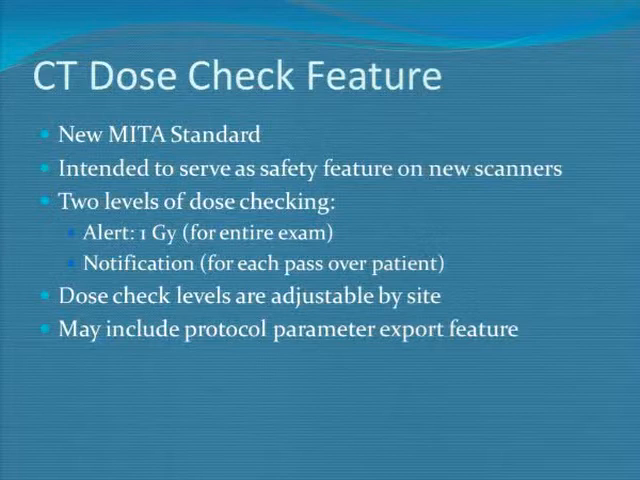It's intended to serve as a safety feature on newer scanners. There are 2 levels of dose checking. One is called the alert level. This is set at 1 gray for the entire cumulative CTDIvol of an exam. It's sort of an arbitrary value that should be the same for every vendor and every scanner that has this particular feature. The notification value is quite different. This one you can set for each beam-on event, except for the scouts. I don't think that's allowed. But pretty much every other beam-on event through the patient, you can set this notification level yourself and put it into practice and sort of see what happens.